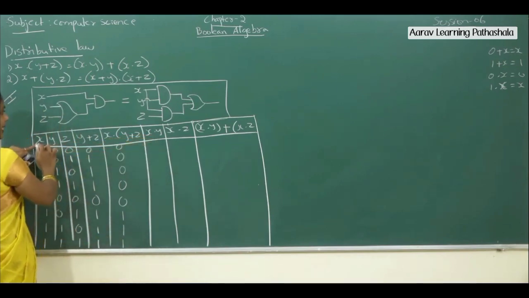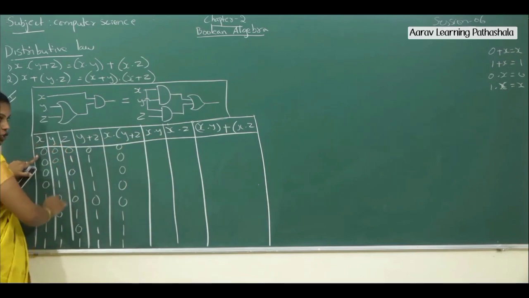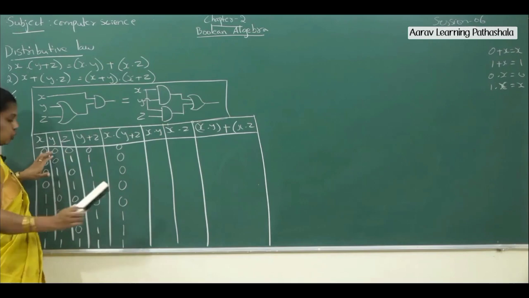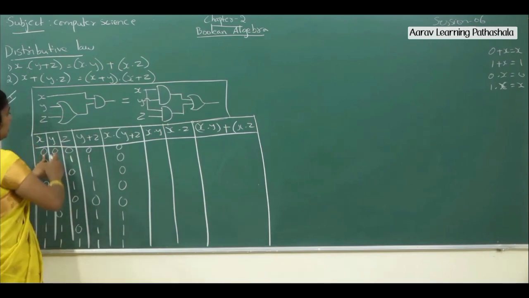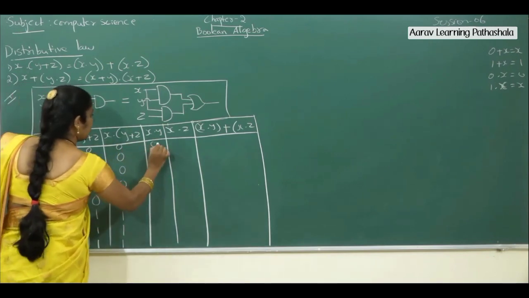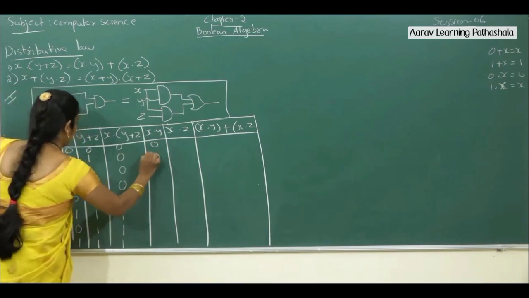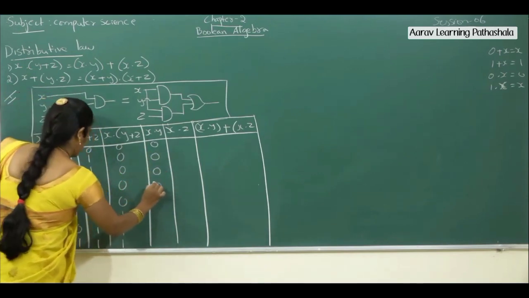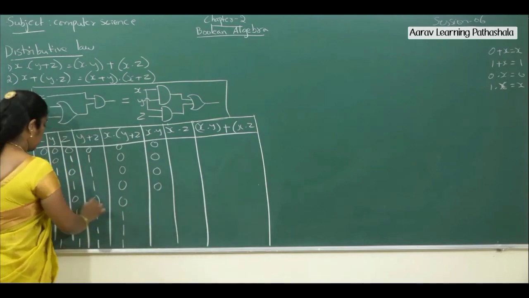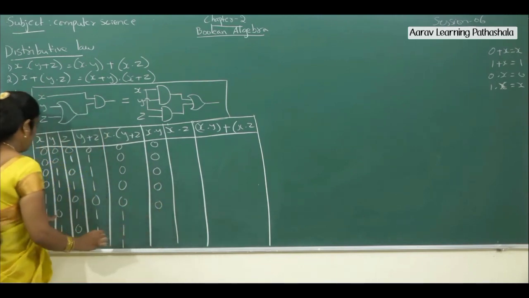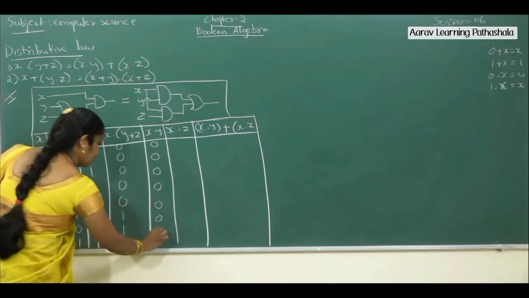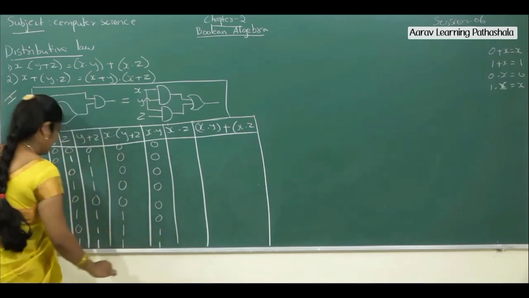Now for x into y, we take the x column and the y column. Into means all inputs must be 1 for the output to be 1. In these two columns, 0 into 0 is 0, 0 into 0 is 0, 0 into 1 is 0, 0 into 1 is 0, 1 into 0 is 0, 1 into 0 is 0, 1 into 1 is 1, and 1 into 1 is 1.